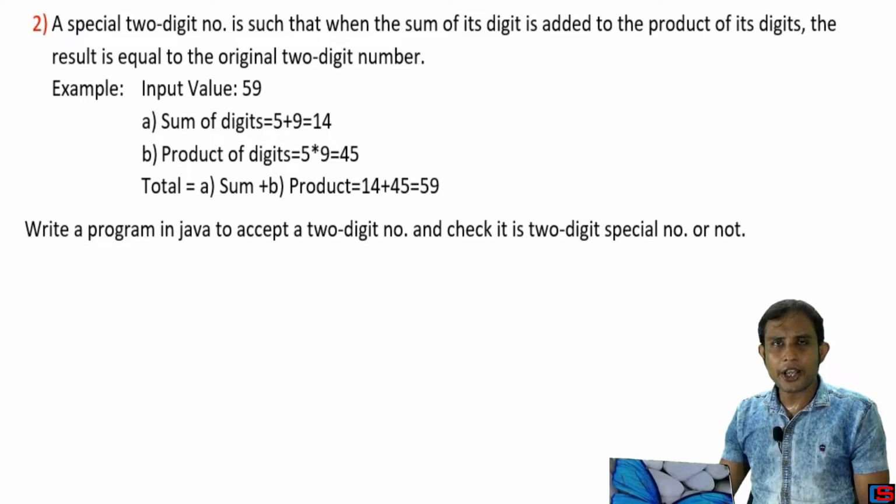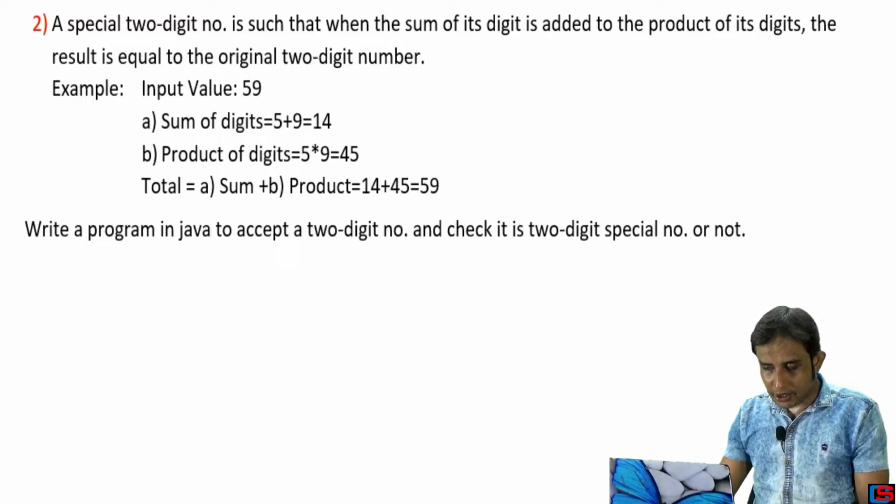Now I come to the next program. In the second question you can see a special 2-digit number is such that when the sum of its digits is added to the product of its digits, the result is equal to the original 2-digit number. Here is the example given, that input value suppose 59.